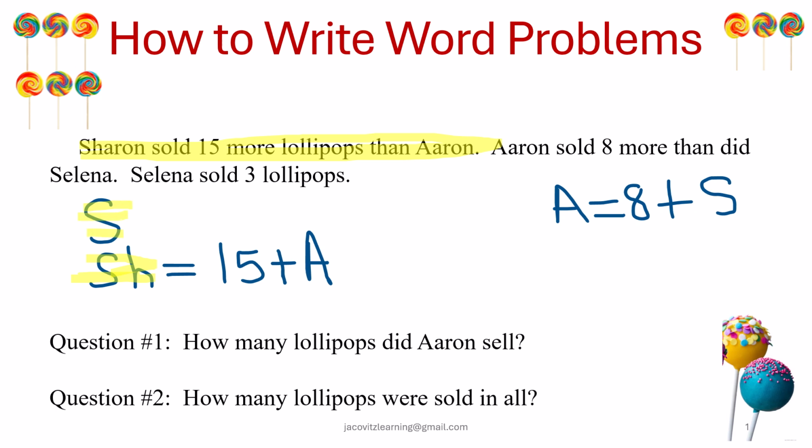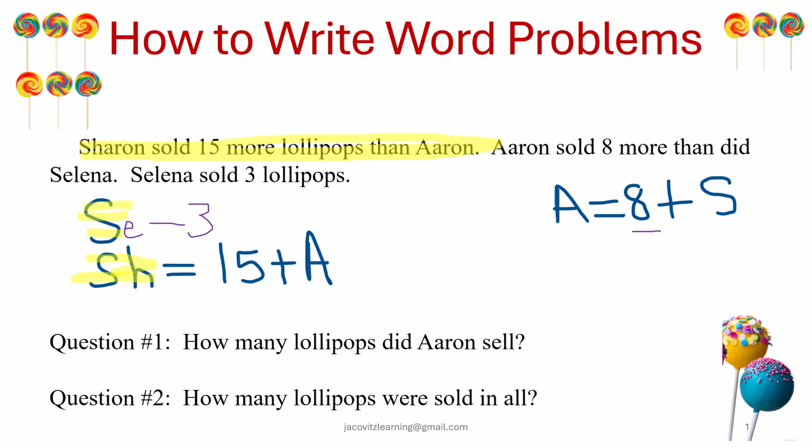Okay, here's another thing. If you are running out of time, most of your tests are taken on a computer. You can also make a notepad in your head. You can also do a mental map. If Aaron sold 8 lollipops, which you already got, more than did Selena, all you have to do is find out how many Selena sold. So Selena sold 3.